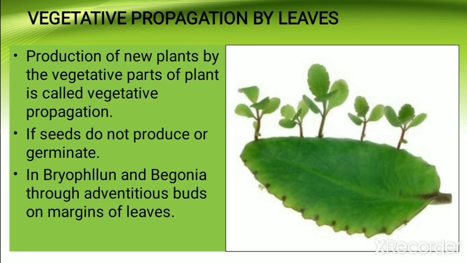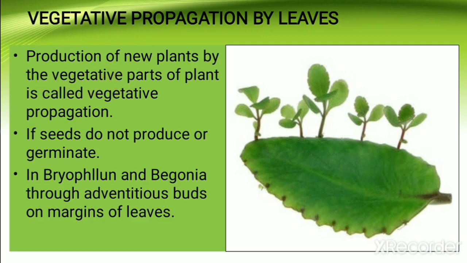Now our next topic is vegetative propagation by leaves. What is the meaning of vegetative propagation? The word propagation means production. मीन्स अगर नए प्लांट्स बनाने हैं तो हम उसको बोलेंगे प्रोपगेट करना, प्रोपगेशन करना. So that production of new plants with the vegetative part of the plant is called vegetative propagation.